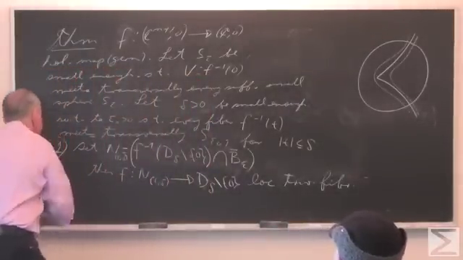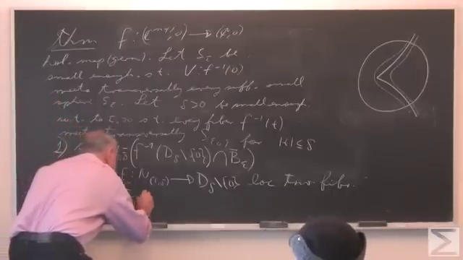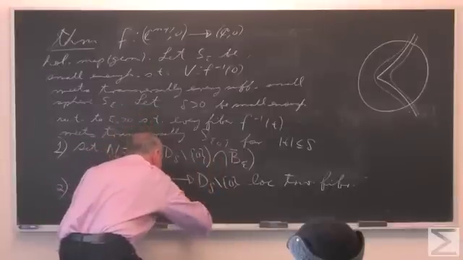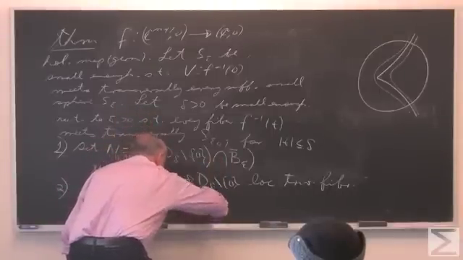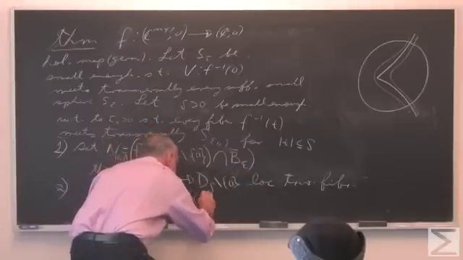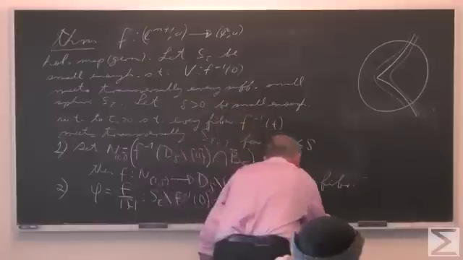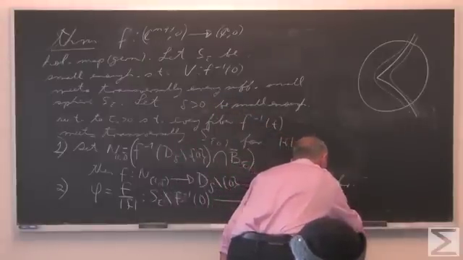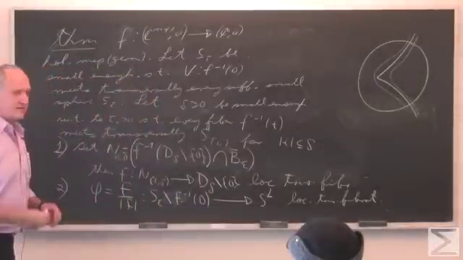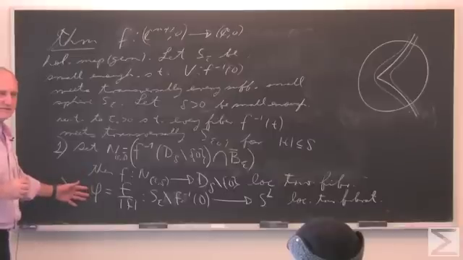Second, the map phi, which is f divided by the norm of f, from the sphere, which is the boundary of this disk, from the sphere which bounds this disk minus f inverse of 0 into S1 is a locally trivial fibration. Okay? So these are the two versions of Milnor's fibration theorem.